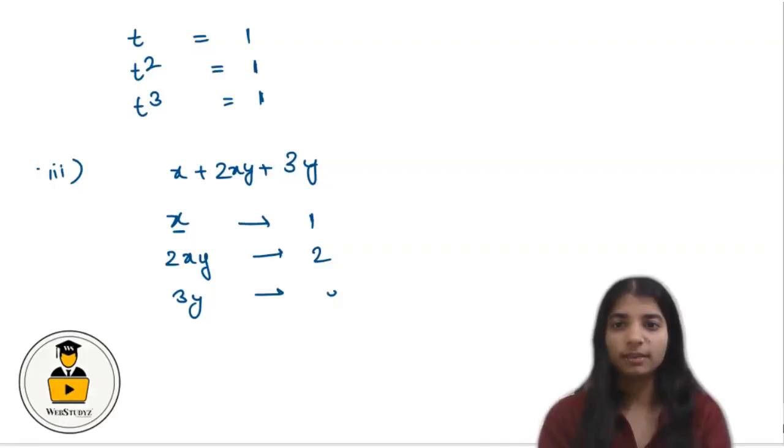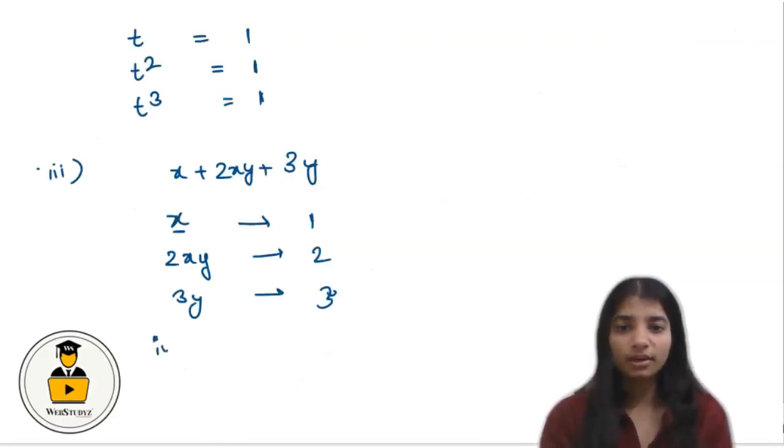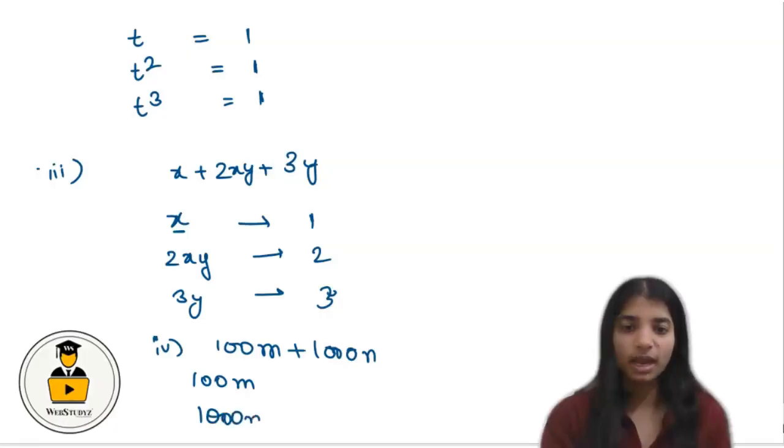Now we are considering part 4 here. Part 4 is 100m plus 1000n. We have to find the coefficients. There is no constant term, so our variable terms are 100m and 1000n. For 100m, the coefficient is 100, and for 1000n, the coefficient is 1000. So this is the answer to part 4.